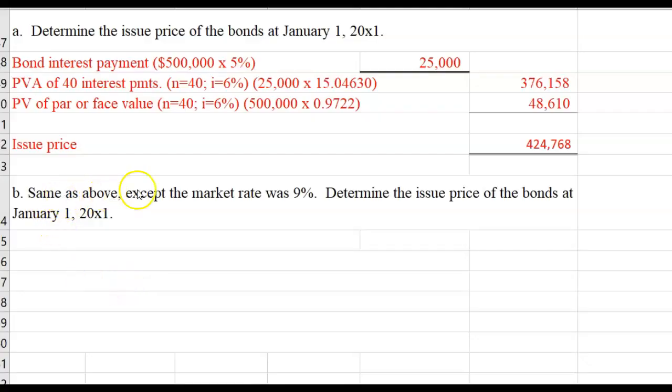Same as above, except the market rate is only 9%. Everything else is the same. Determine the issue price of the bonds at January 1st, X1. And remember that the contract interest rate in this example is greater than the market interest rate. So our bonds are very attractive, and we can issue those bonds at a premium.